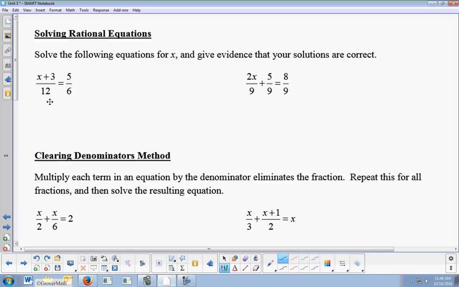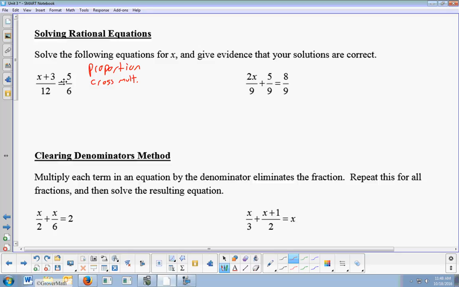One where it's a single fraction equal to a single fraction. This is called a proportion. And you could solve a proportion through cross multiplication. It is not the only way to solve a proportion, but it tends to be the easiest, the best, the one that students like the most. You do not need a common denominator. You don't need to do anything special.